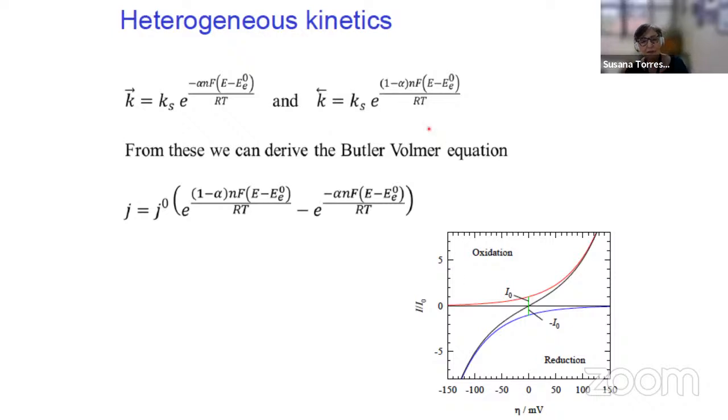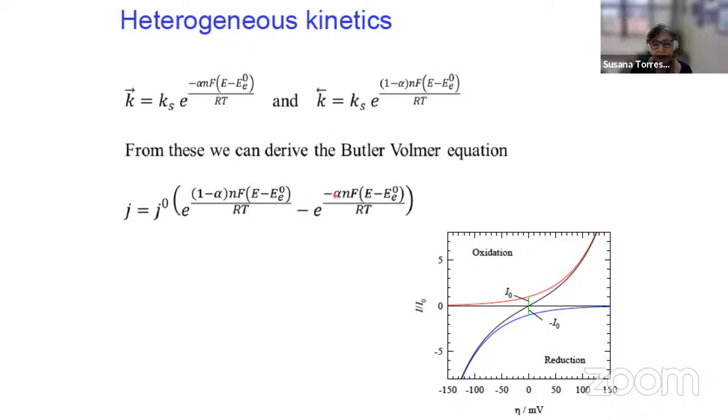Okay, coming back to the heterogeneous rate constant, we have spoken about the standard rate constant, but it is a part of the rate constant. So we have this part that is dependent on the potential. When we combine these values, we can derive the Butler-Volmer equation that I know Victor has already introduced. This is the fundamental equation of electrochemistry because it relates the current with the potential, or the current with the overpotential.